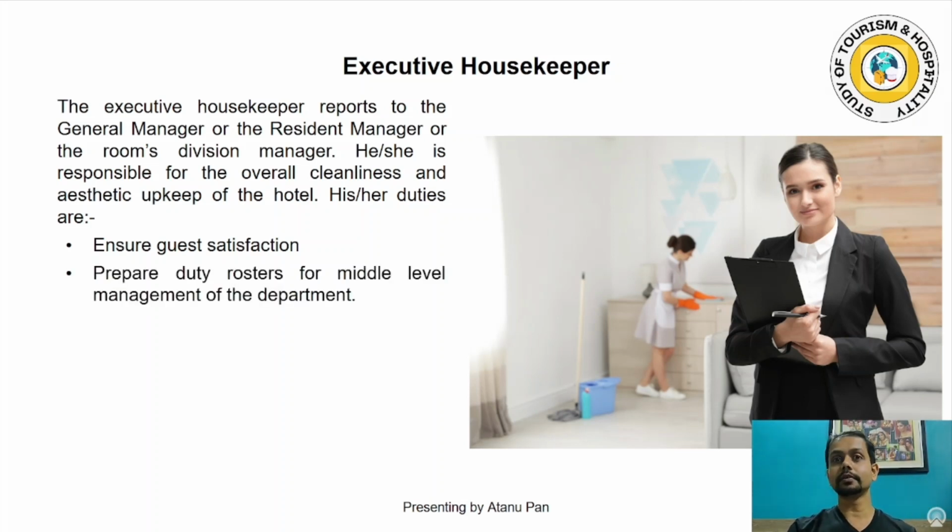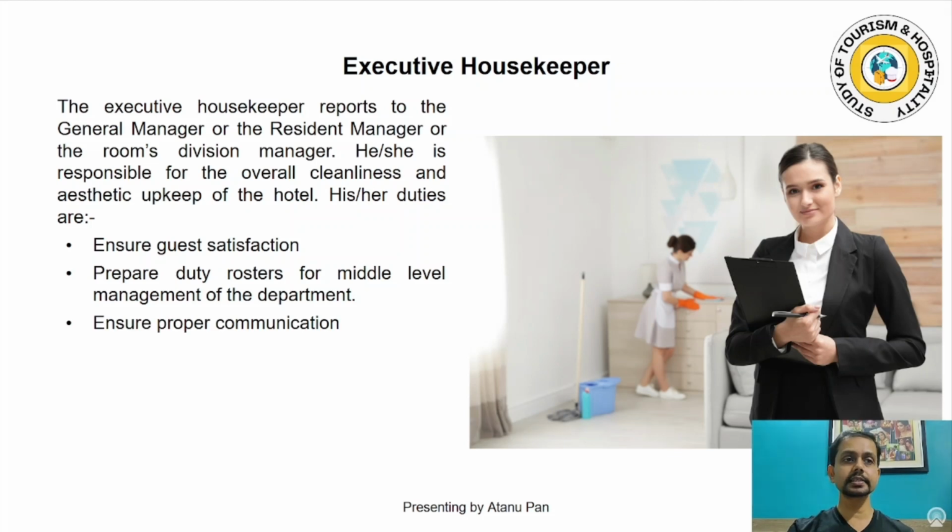Next is preparing the duty roster for the middle level management people. In any organization there are basically three levels of management: the top level management in hotels, like the general manager and the departmental heads like executive housekeeper, front office manager, executive chef. All these come under the top level management, and the middle level management are the assistant managers, like assistant executive housekeeper, assistant front office manager. Then the lower level management includes the supervisors and captains. Under them we have the workers, who do not come under the management level. So here the executive housekeeper prepares the duty roster for the middle level management.